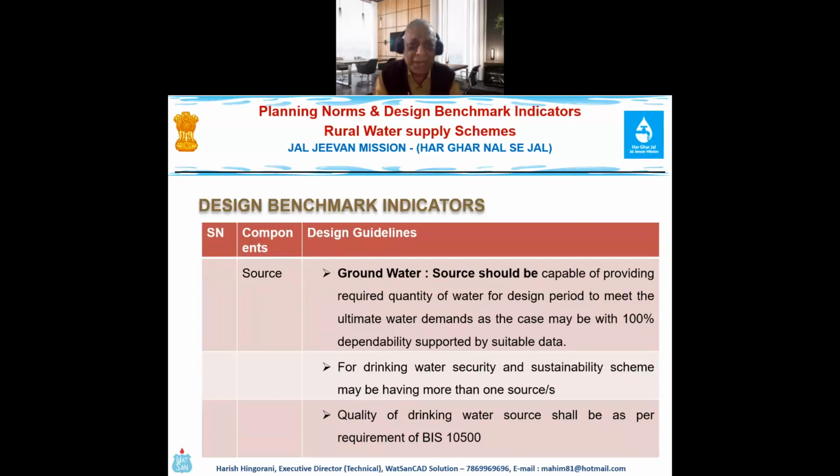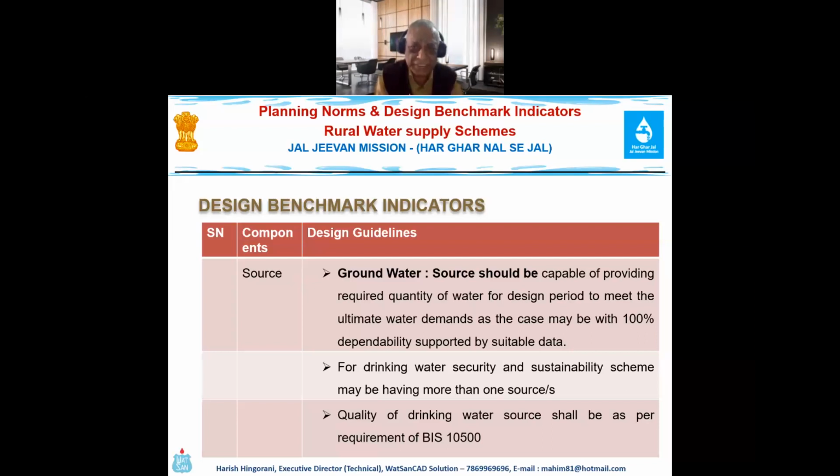Second part, I am coming to groundwater-based sources. The source should be capable of providing the required quantity of water for the design period, to meet the ultimate water demands, as the case may be, with 100% dependability supported by the data. Yield test, etc., drawdown, everything is required.